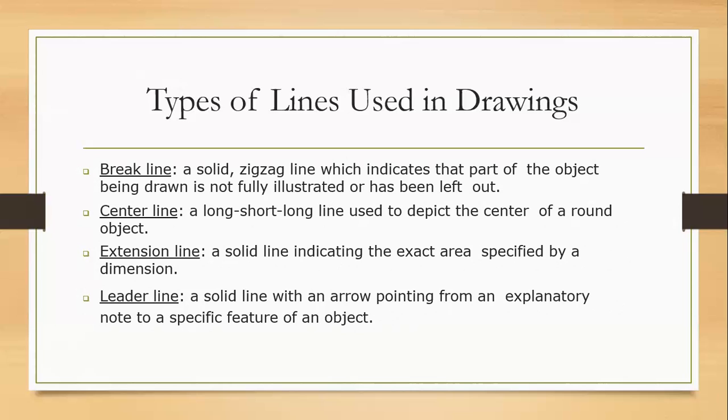A center line. This is a long, short, long. So we're talking about a long dash, short dash, long dash line that's used to depict the center of a round object. An extension line is a solid line indicating the exact area specified by a dimension. So that's to indicate dimensions as well. All right, and then you have a leader line, which is a solid line with an arrow pointing from an explanatory note to a specific object. So in other words, it's like a label line.